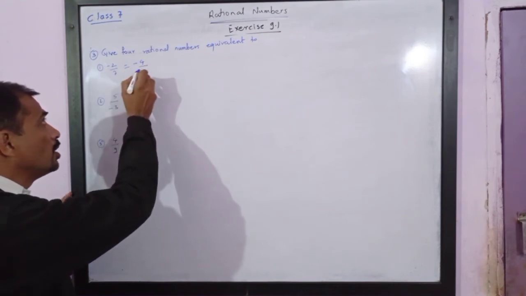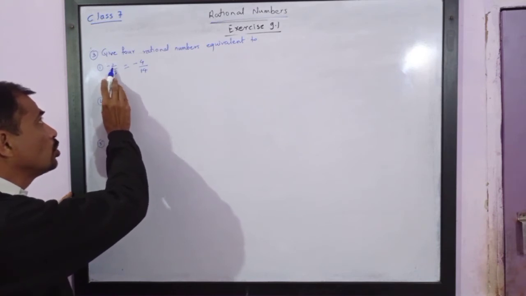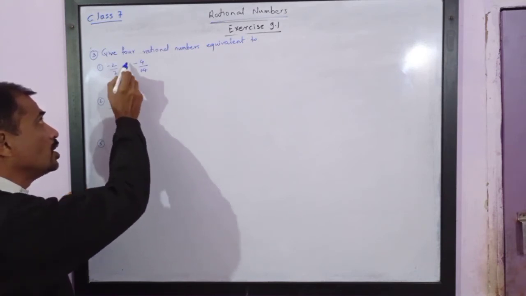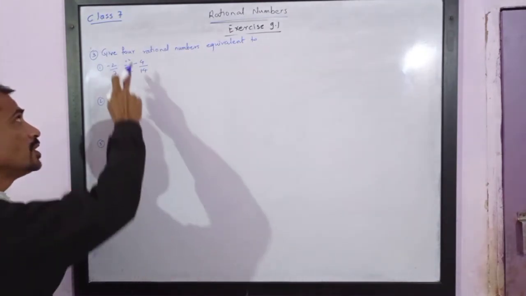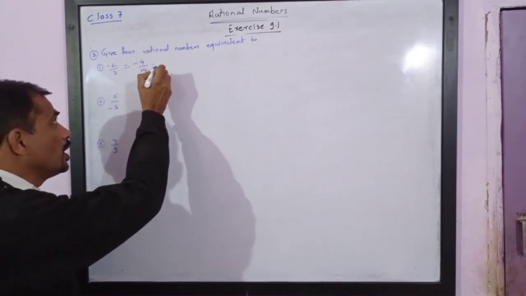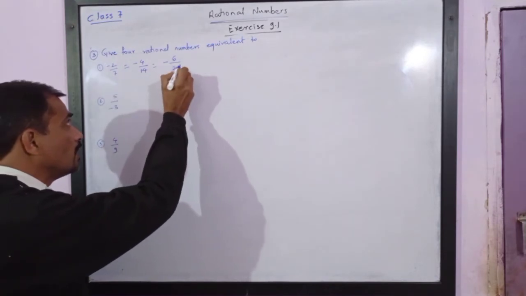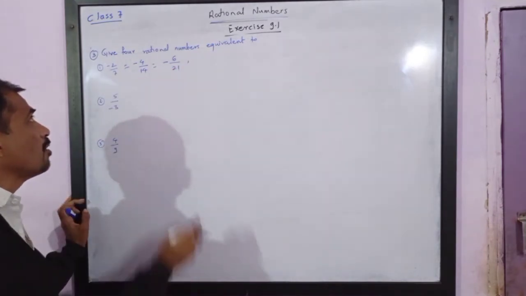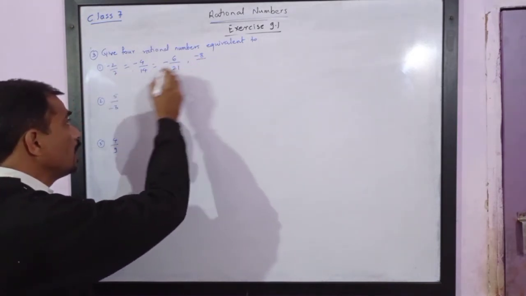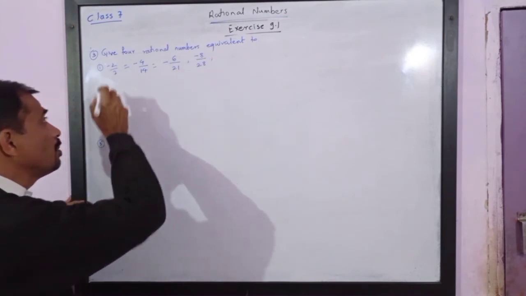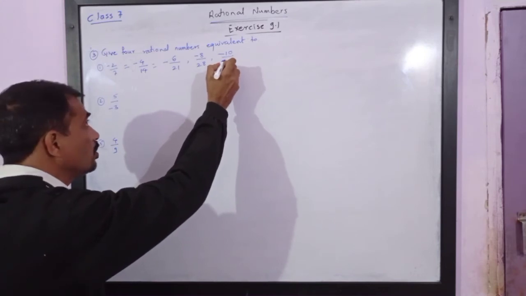negative 4 upon 14. Please note, it is multiplied by 2. So 2 2s are 4 and 7 2s are 14. So if you are multiplying by same number, we get an equivalent fraction. If the same is multiplied by 3, we will get negative 3 2s are 6 upon 7 3s are 21. If you multiply this again by 4, you will get negative 8 upon negative 28. If you multiply by 5, we will get negative 10 upon negative 35.